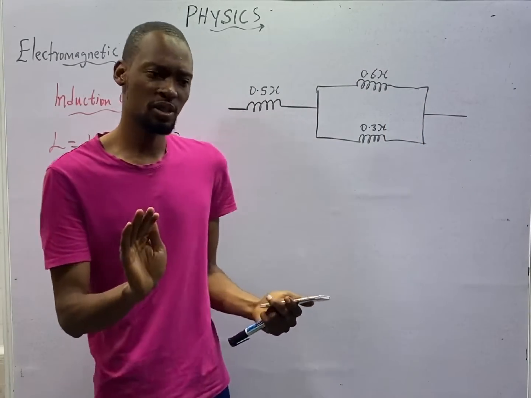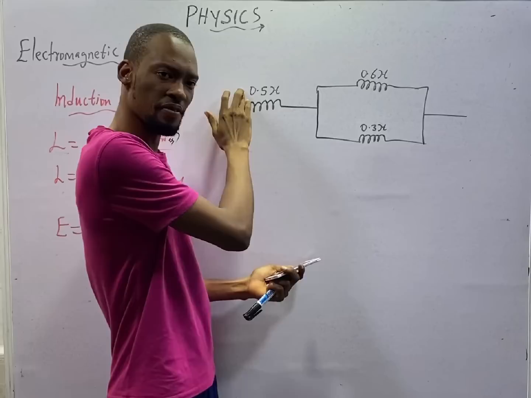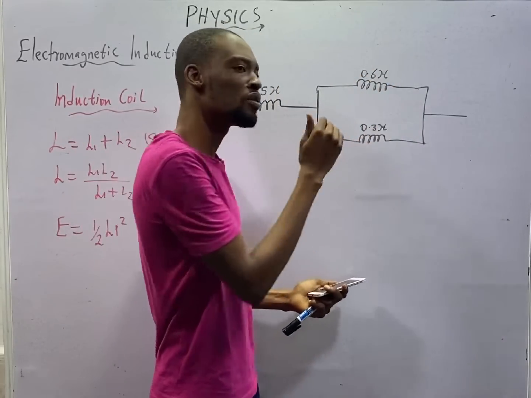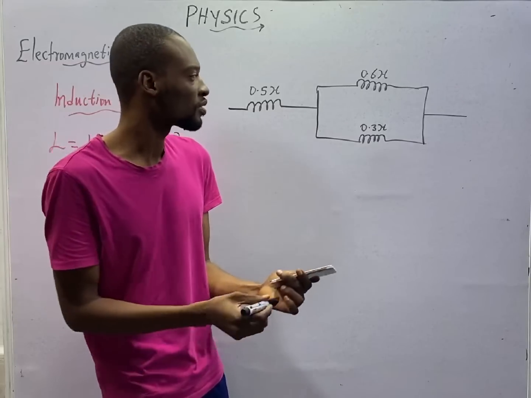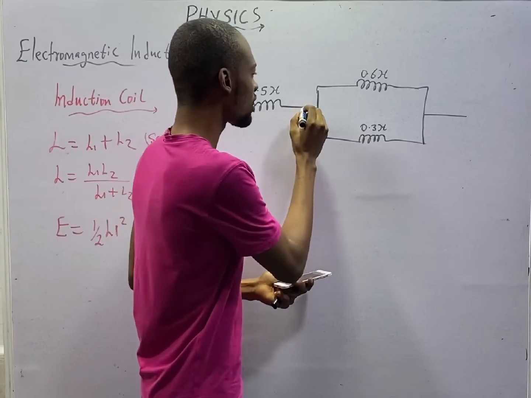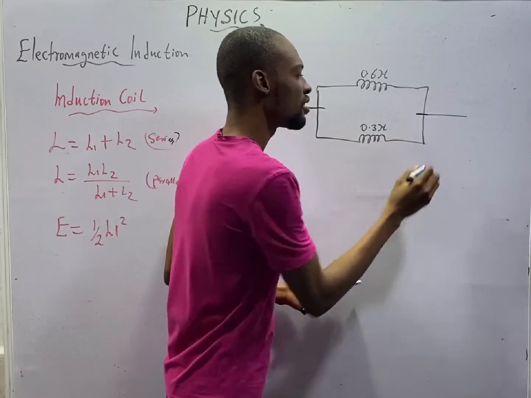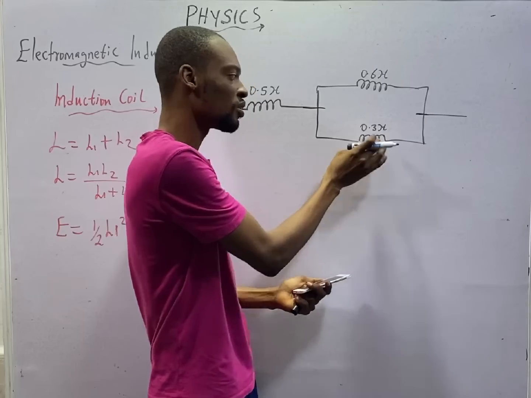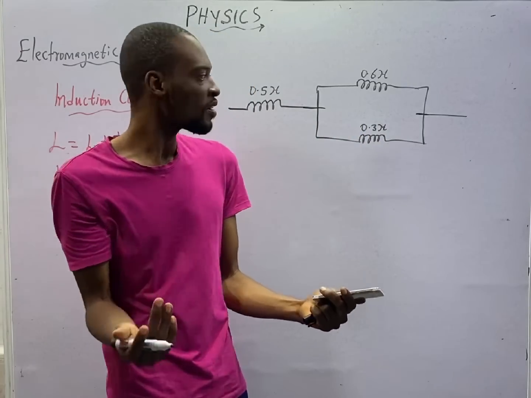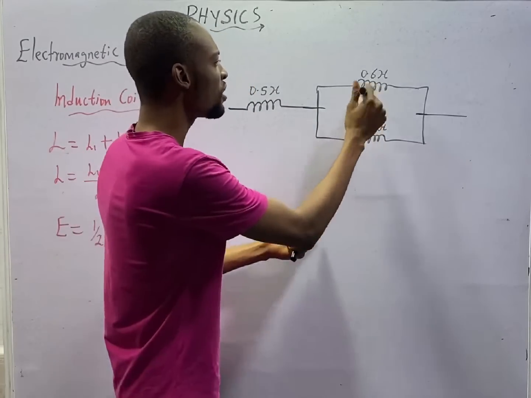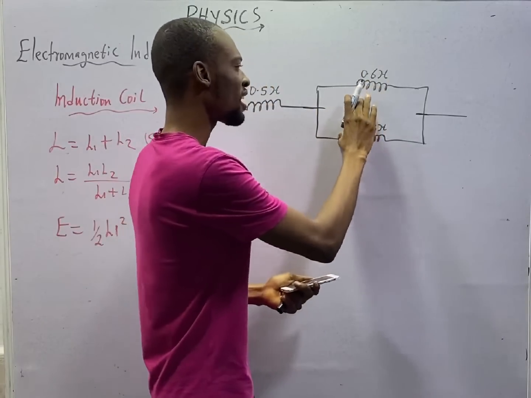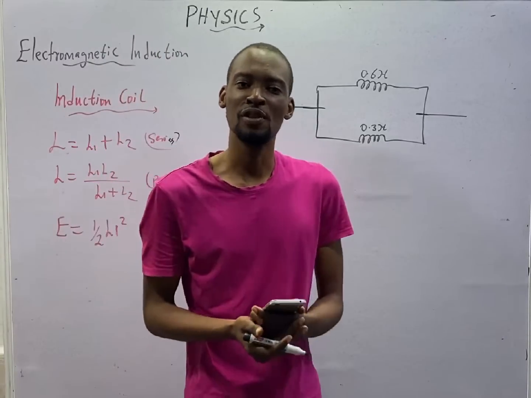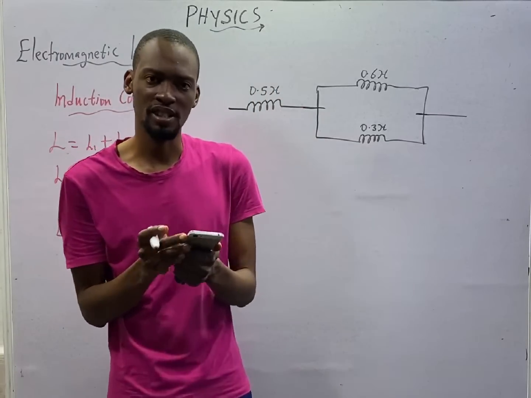Here we have three inductors. We have 0.5 Henry, we have 0.6 Henry, and we have 0.3 Henry. If you look here, there is a separation here and a separation here. It goes to show that this inductor and this inductor are in parallel. We therefore need to resolve these in parallel and solve it in series with this one. As such, we get our equivalent inductance.